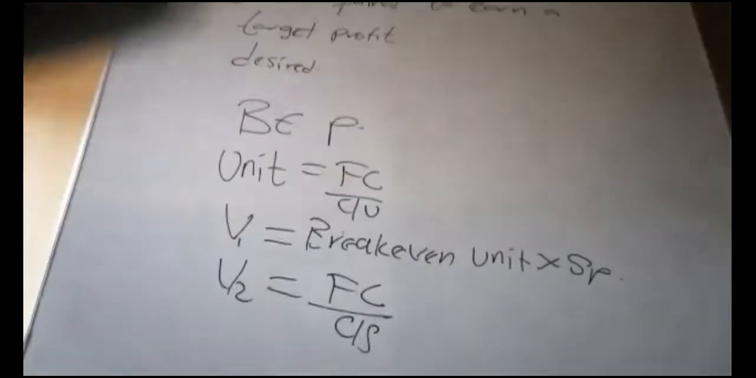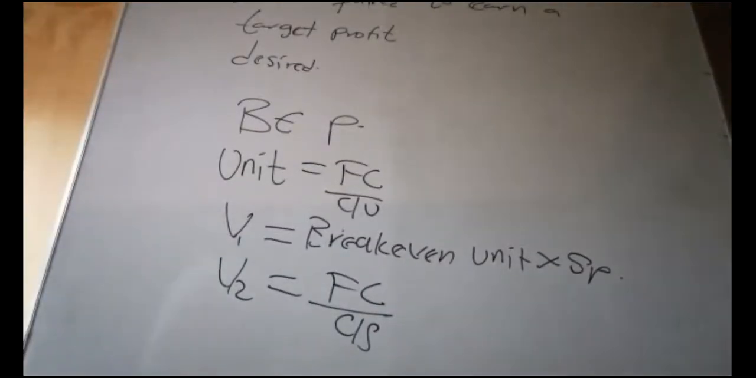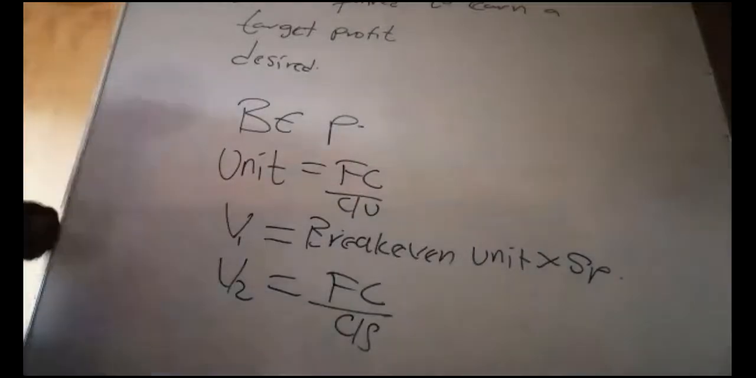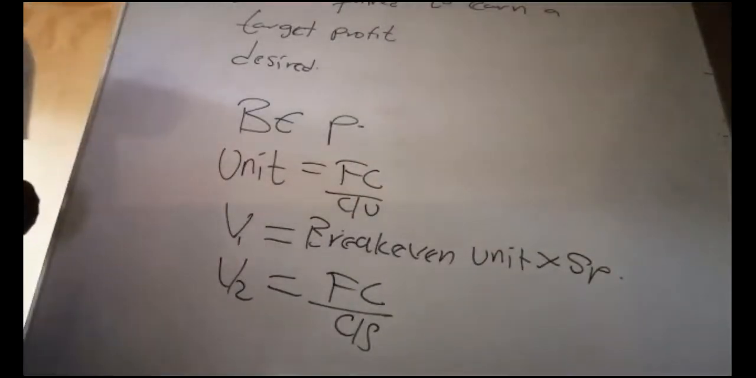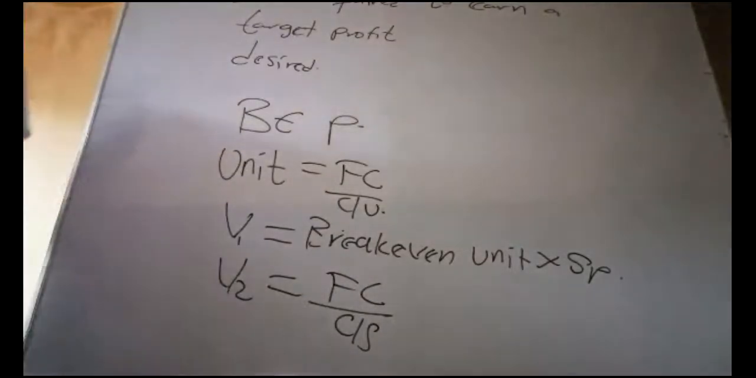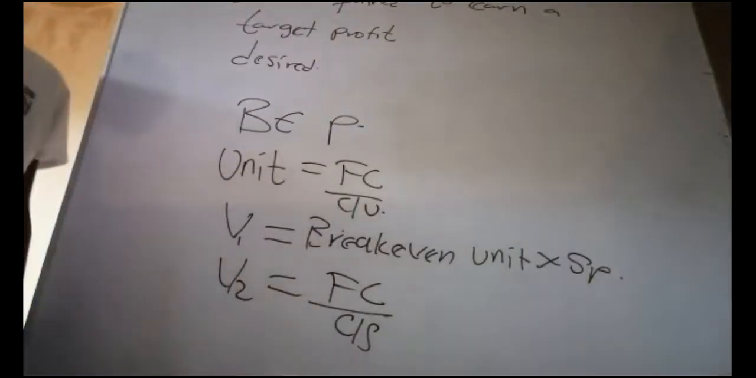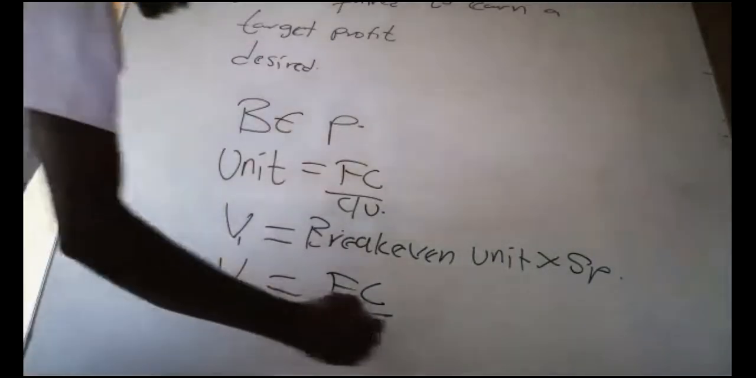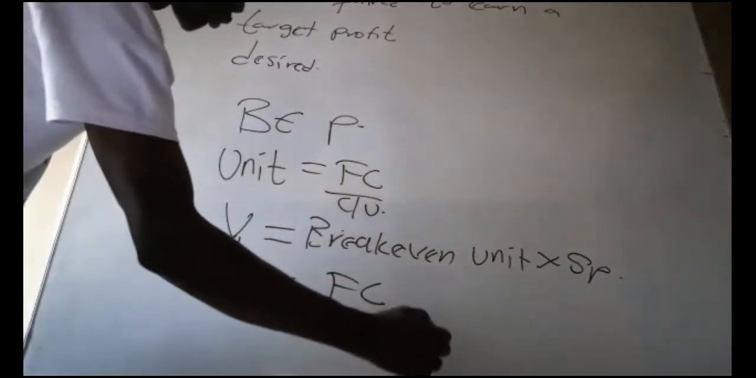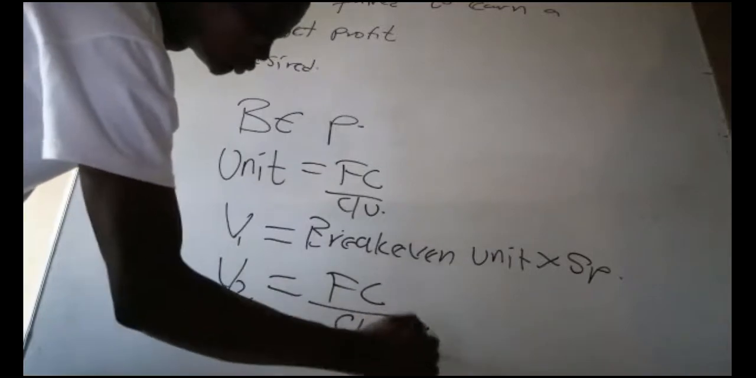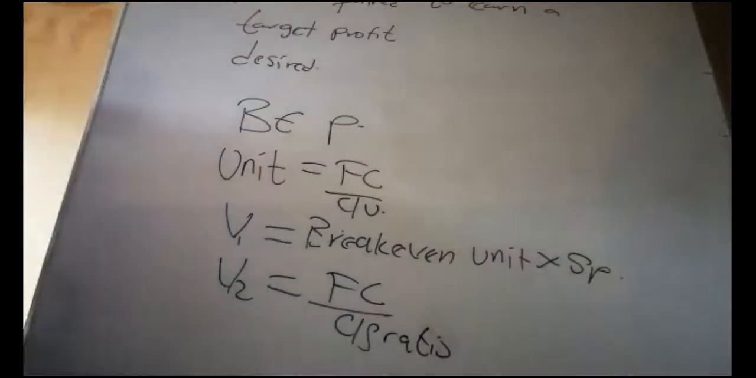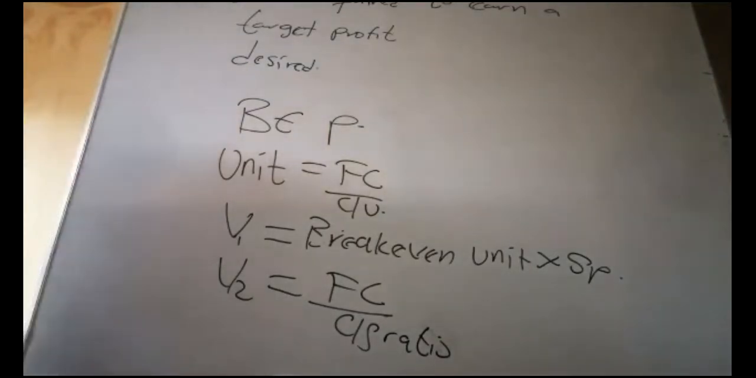Now, units required. Yes, contribution is sales minus variable cost. Sales minus variable cost. Good. CS ratio. Good. So perfect. So that is it. How we get it?